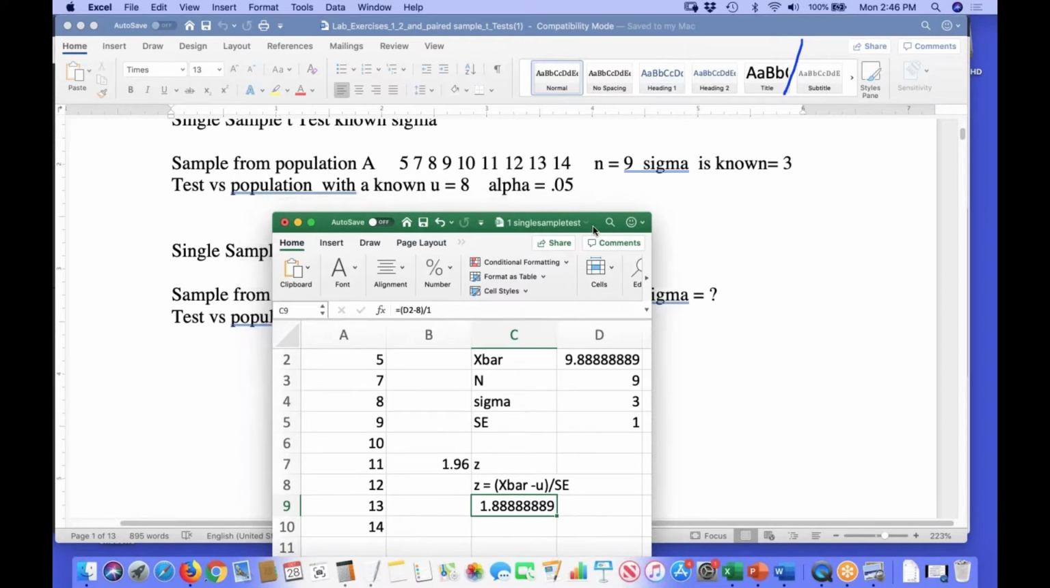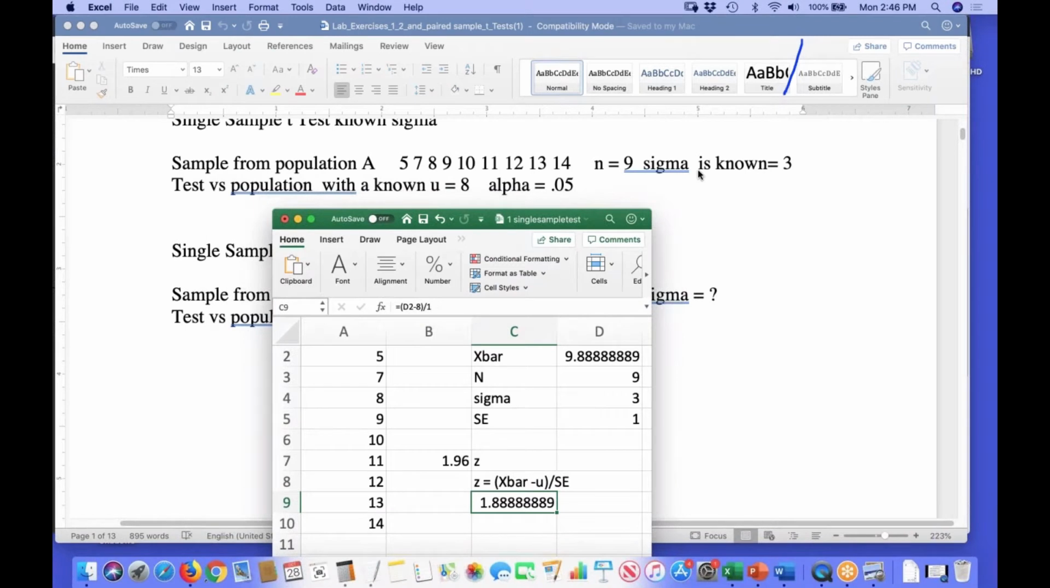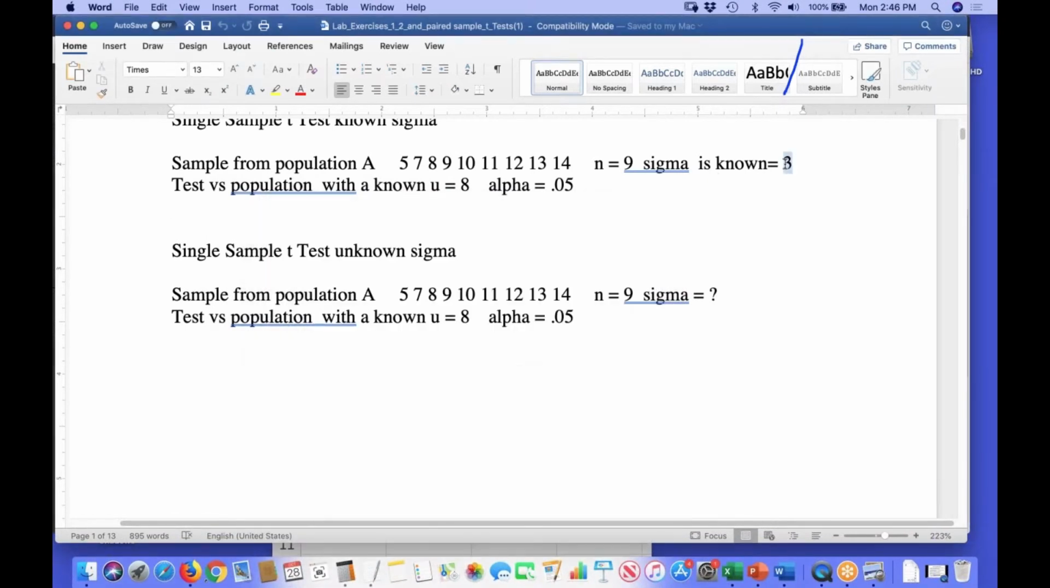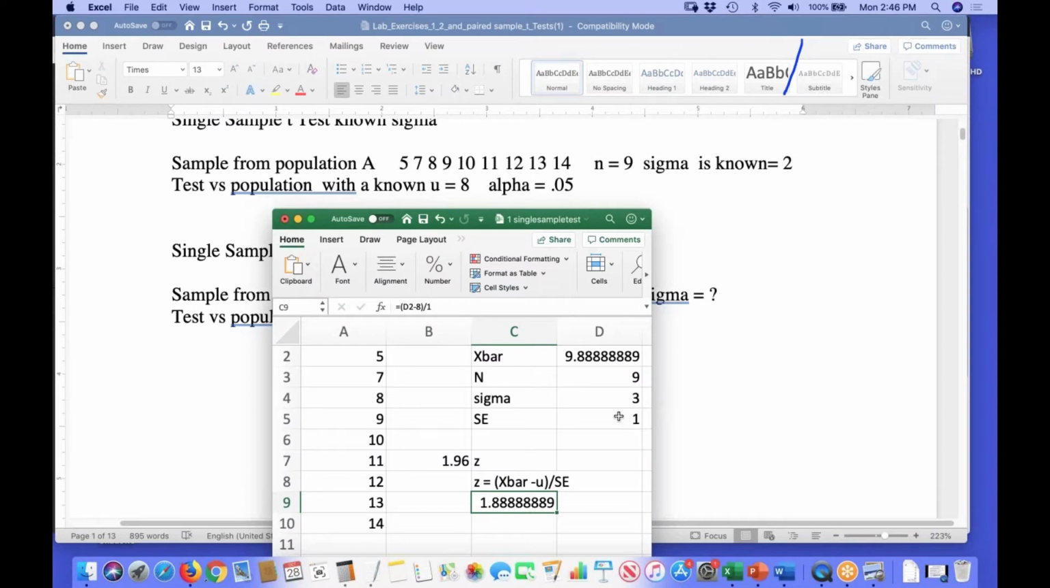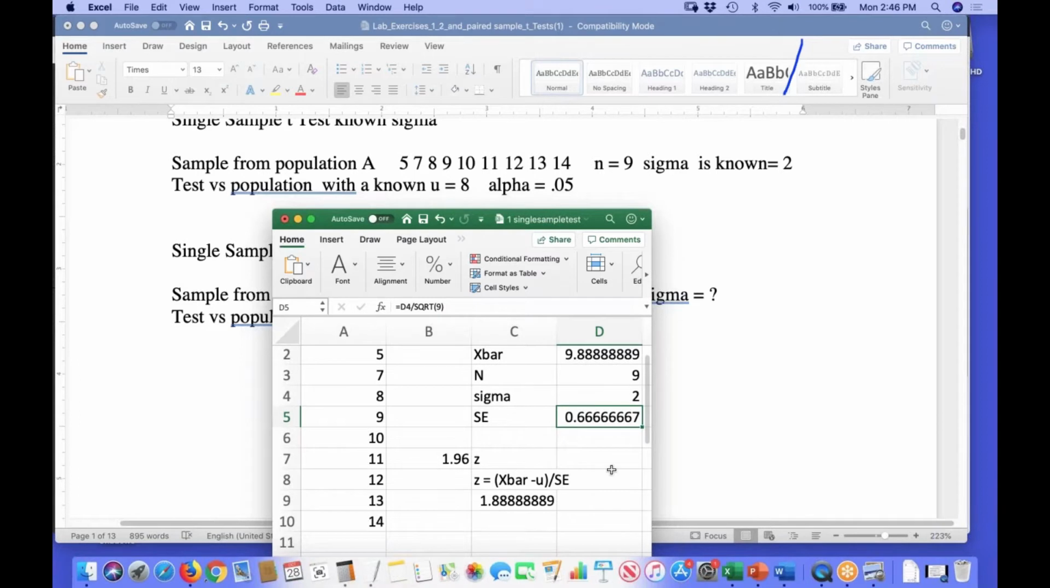Okay, so now what if I had told you that the standard deviation, sigma, is known to be 2? What if I told you it was known to be 2? So sigma is equal to 2. My standard error then is equal to 0.667, okay? So less variability in our population.